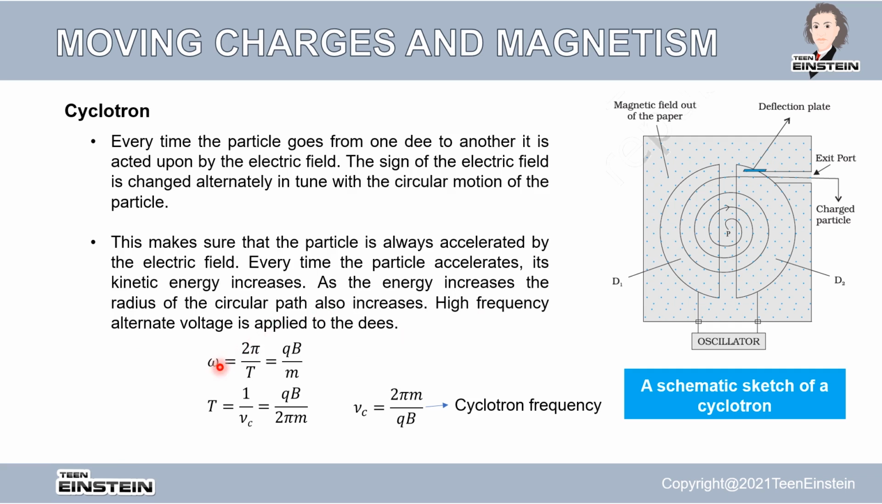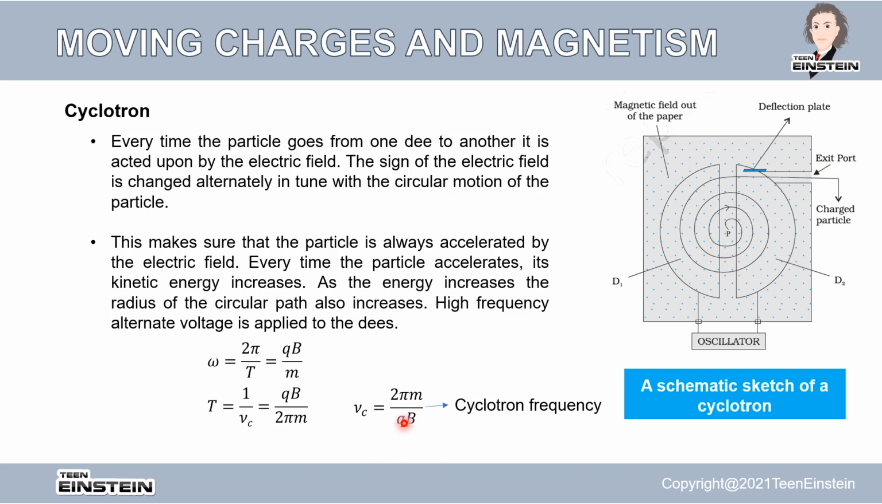And now we know already that omega equal to 2 pi by T equal to QB by M. We derived this equation in the previous slides. And now the time period also we know, which is given by 2 pi M by QB. Now the frequency, if we calculate from this, it is QB by 2 pi M. This is called cyclotron frequency. So this is the frequency of oscillation of the particle inside this cyclotron.